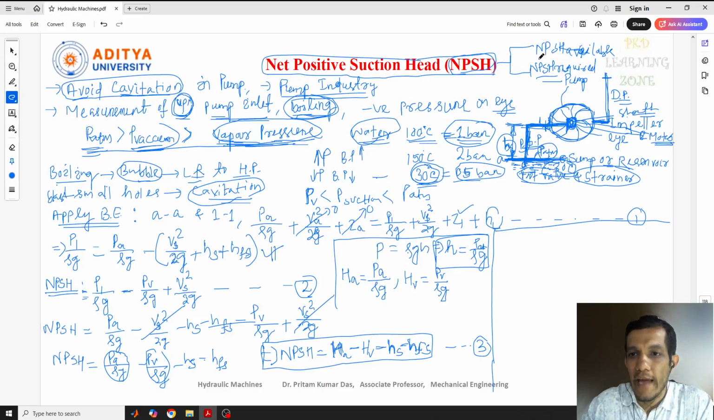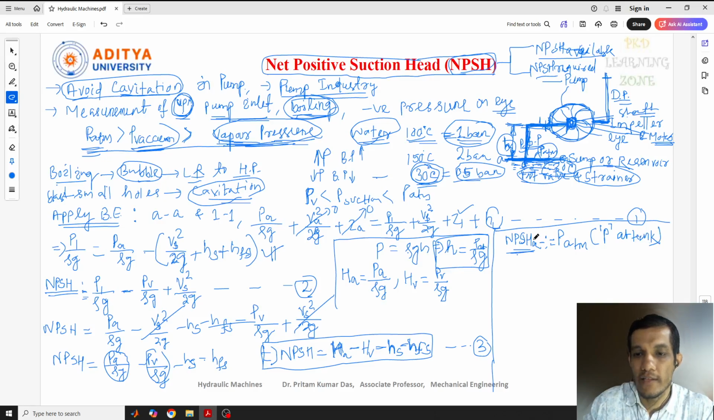So here we'll see NPSH available. This NPSH available depends on a few factors. What are the factors? First, what is the atmospheric pressure, or we can say the pressure in the tank or reservoir, the pressure at the tank. To calculate this NPSH available, it depends first on the pressure value of the tank.